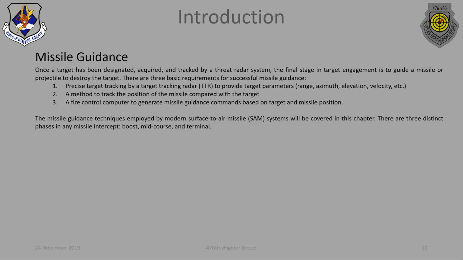Once the target has been designated, acquired, tracked, etc., by the threat radar system, the job then is to get the missile from a starting position to the target. Now, there are a couple of ways to do that. We'll go into those as we go on. Most of the systems, really all of the systems that you'll see, variations of guidance will be covered in this one in varying degrees. So we'll go from there. There are some minor variations from reality in DCS.